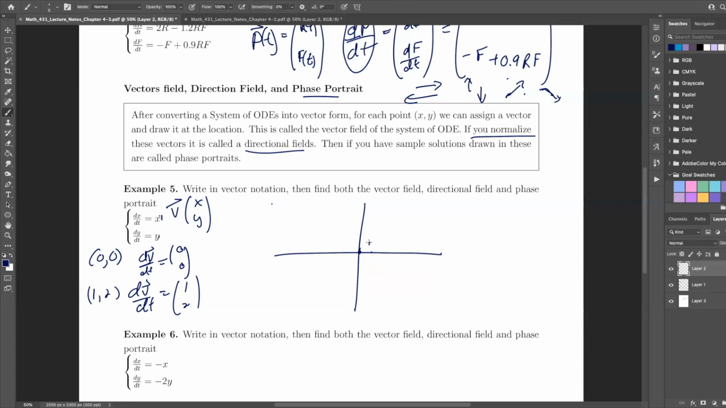Here at 1, 1, I have a vector of length 1 going that way. Here at 0, 1, I have a unit vector going this way. In fact, let me use a different color so you can see it a little better as I draw them in. And here at -1, -1, I have my vectors this way. At -1, 0, it's this. Does everyone see how this is producing a field? I'm just plugging in my given values and making a vector. Any questions on that?